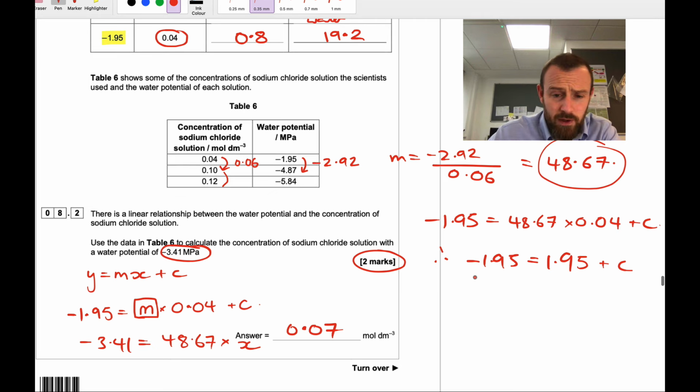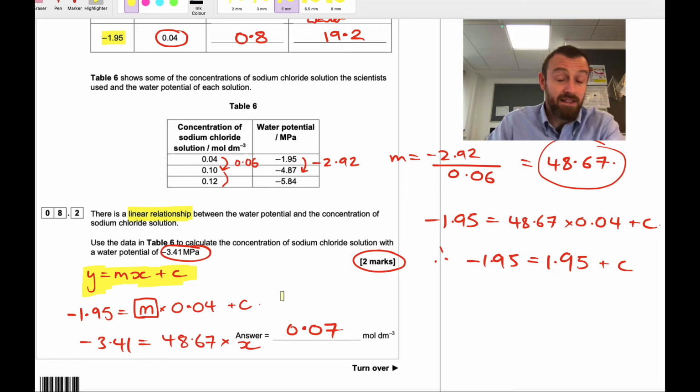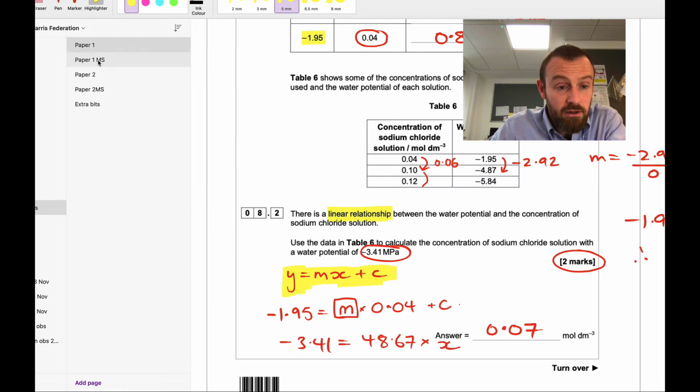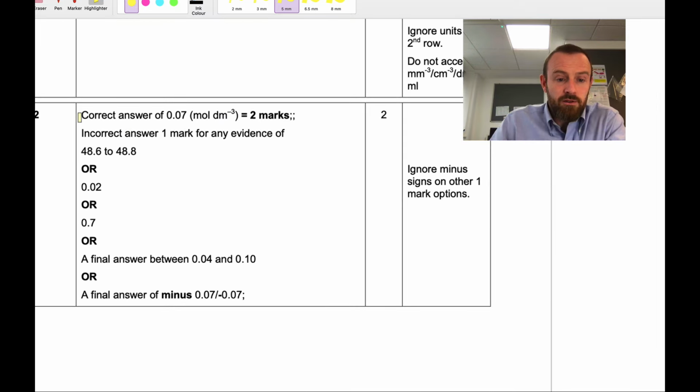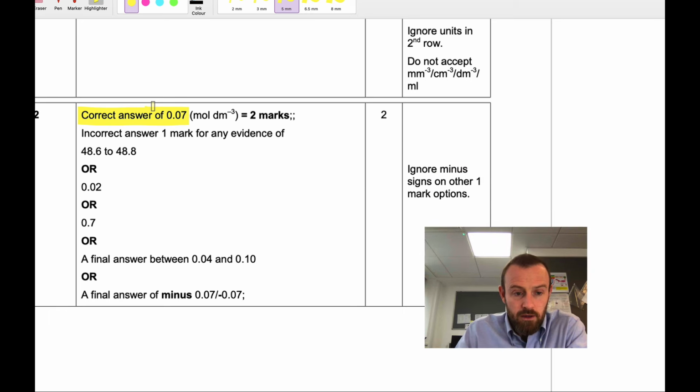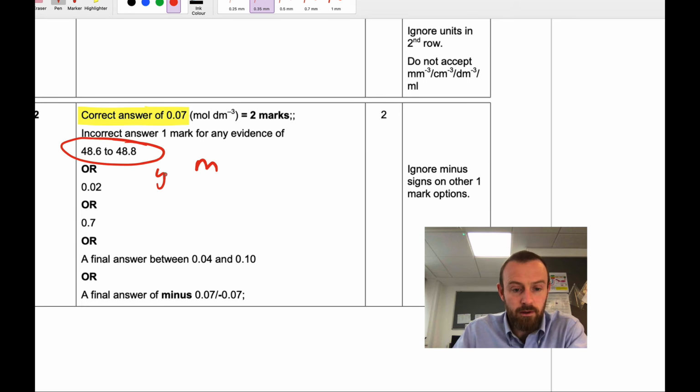Maybe you found a better way of doing it, but the clue for me in the question was this linear relationship thing. So you do need to be able to do this. This is GCSE maths that you need to be able to do. I haven't done GCSE maths for quite a while, so that took me a while. Let's double check it's the right answer. Yeah, correct answer of 0.07. Any evidence of this gets you a mark. That's the m bit, like y equals mx plus c, so working out what m is gets you the mark.